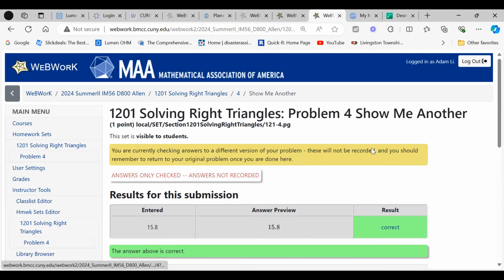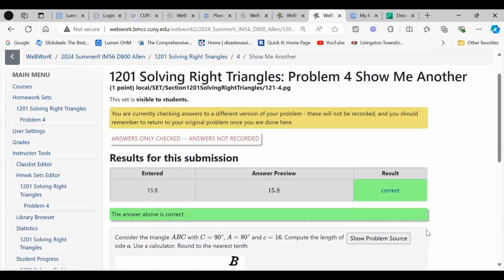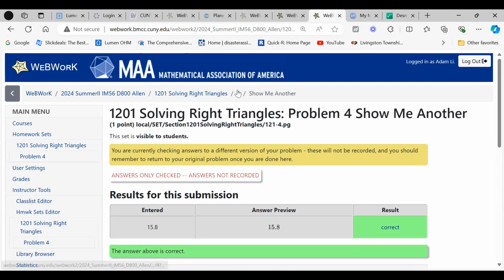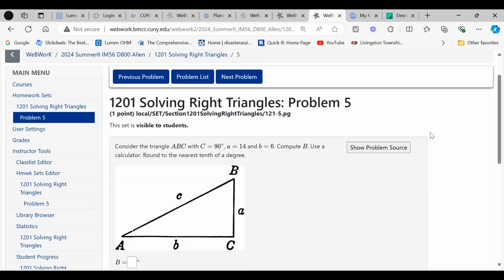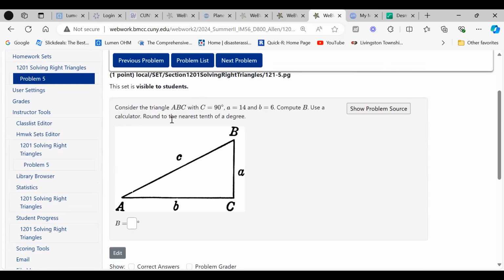Okay, so now any question about this? Now here we are asked to compute the angle B using a calculator, rounded to the nearest tenth of a degree. So we are given A and B, right? And then we make the connection and figure out angle B. Let's try it together first.